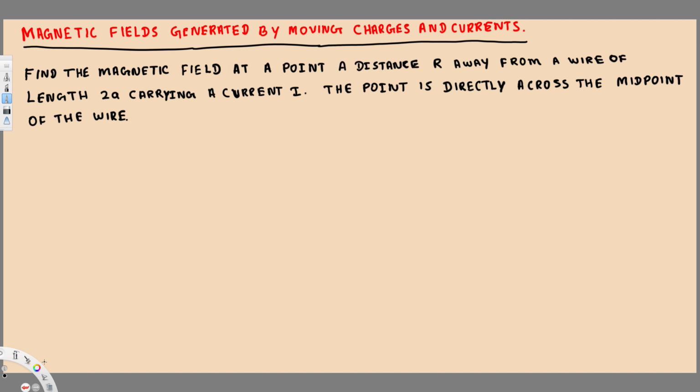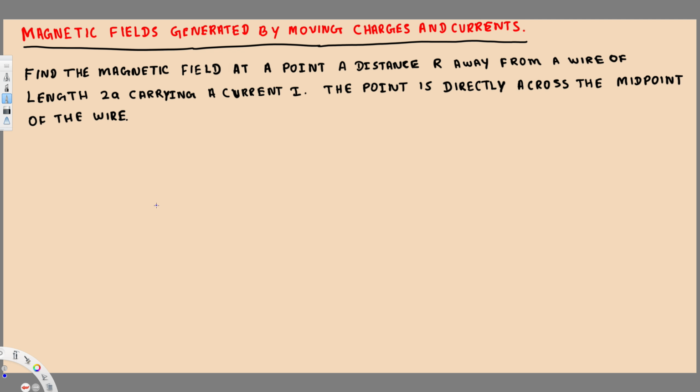Let's do this problem right here. The question is asking: find the magnetic field at a point a distance R away from a wire of length 2a carrying a current I. The point is directly across the midpoint of the wire. And let's see how we can find the magnetic field using this information.